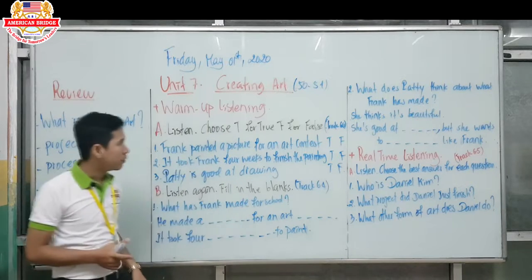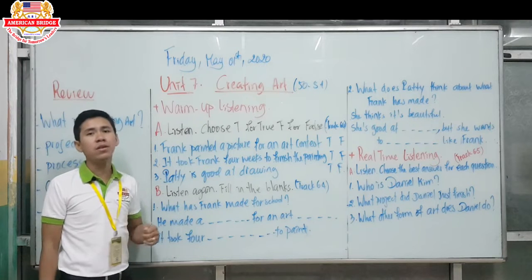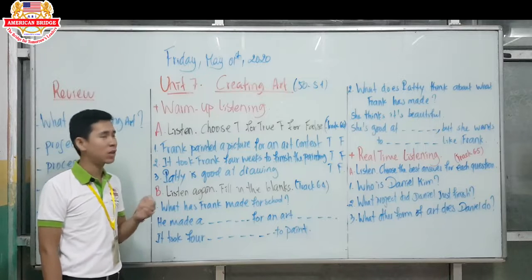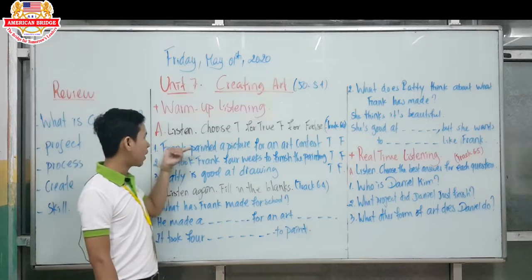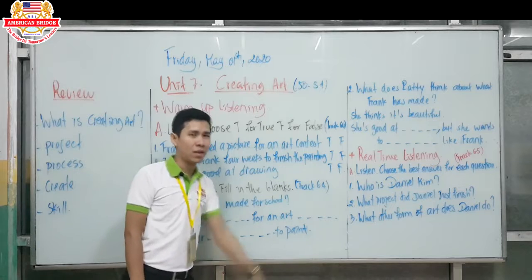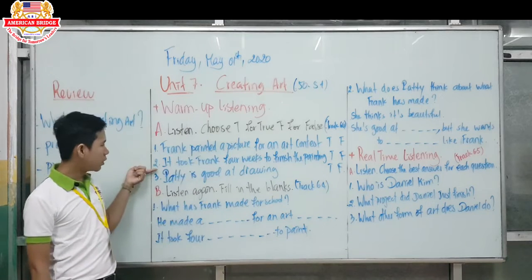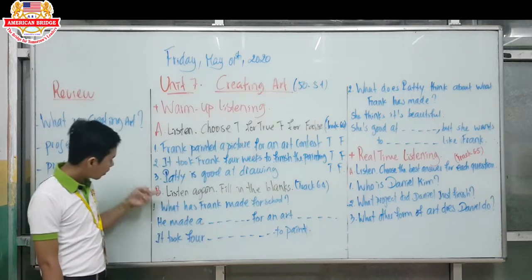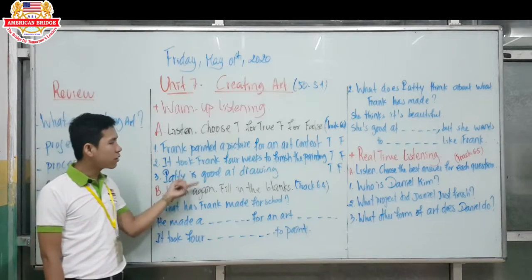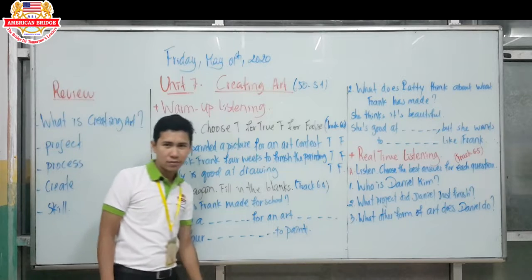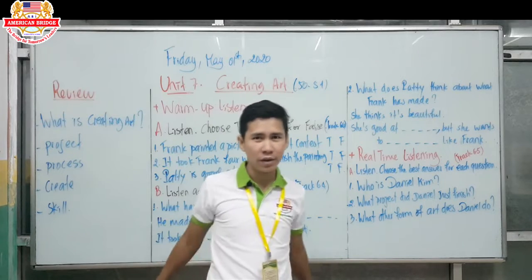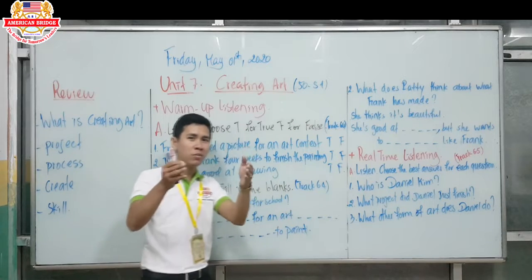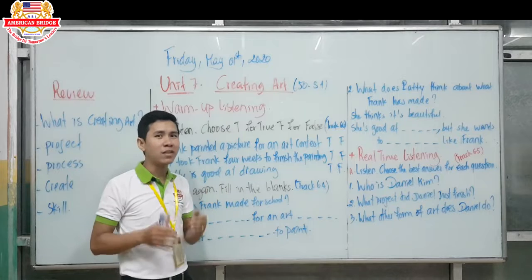Okay, so before we move to listening, I am going to read the sentences to you. Number 1, Frank painted a picture for an art contest. Number 2, it took Frank 4 weeks to finish the painting. Number 3, Perry is good at drawing. So, are you ready? Okay, let's join me all together. So let's start our listening.